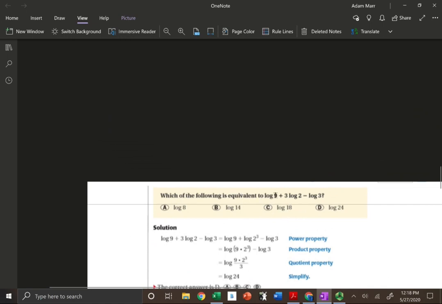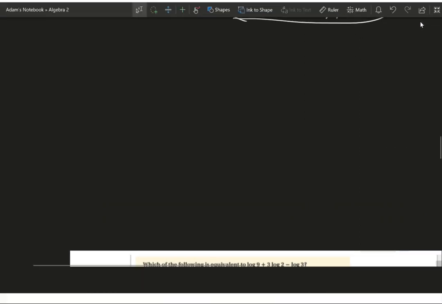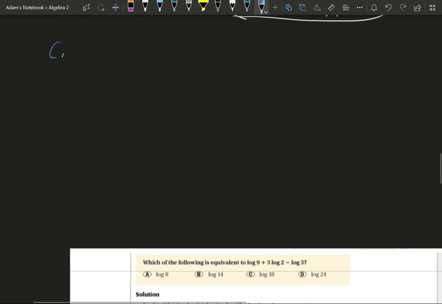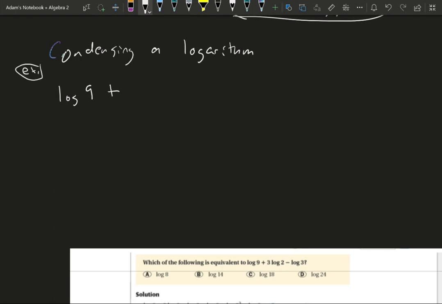Which of the following is equivalent to log of 9 plus 3 log of 2 minus log of 3? Okay, so let's take a look here. So I'm condensing a logarithm. Condensing a logarithm, condensation, right? All right, but don't worry, this is not biology class, this is math, okay? But anyway, condensing a logarithm, so what we're doing is, that means that we'll have several logs, we'll have 2 or more logs initially.